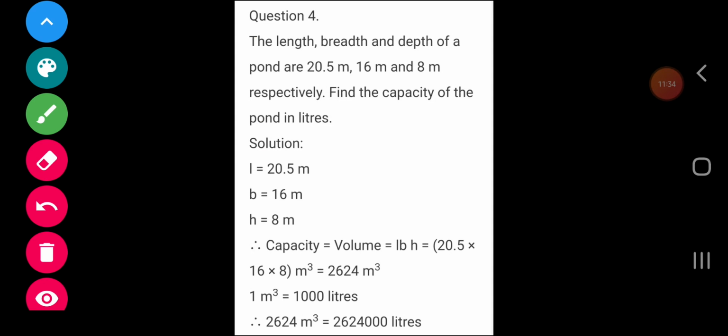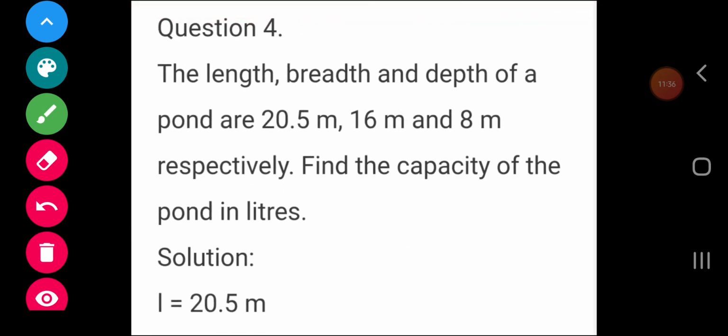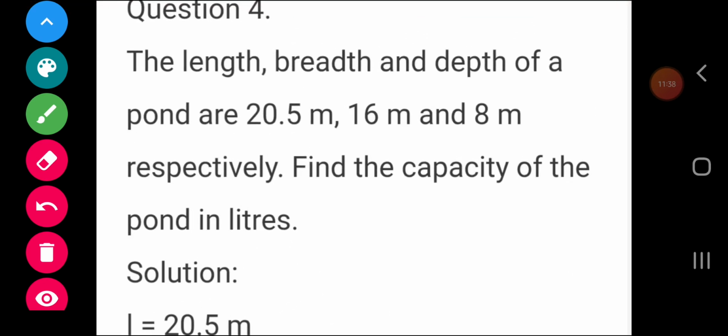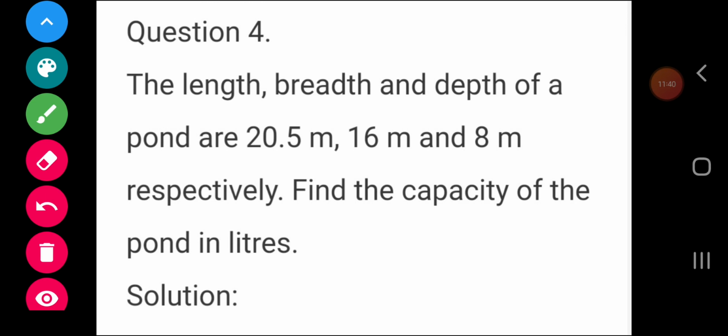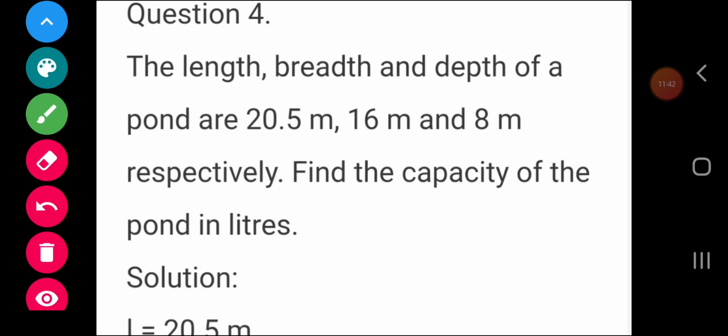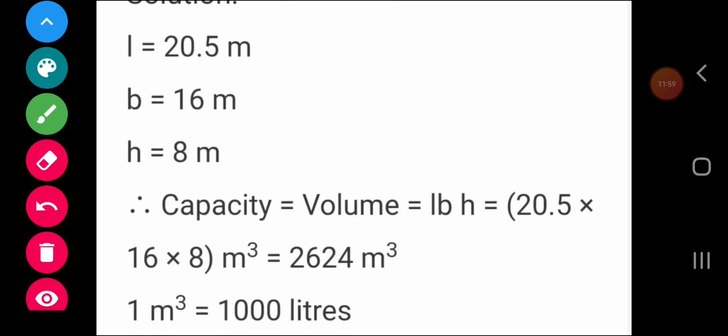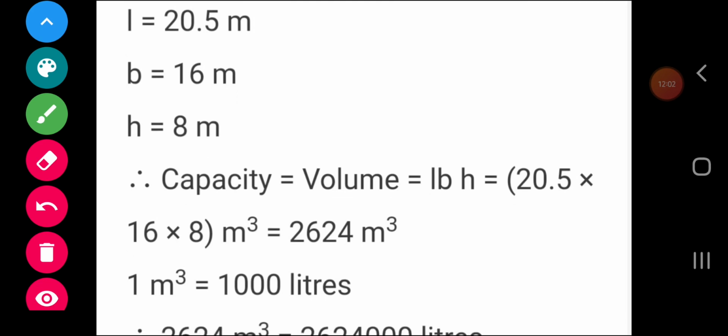Next, question number 4. The length, breadth and depth of a pond are 20.5 meter, 16 meter and 8 meter respectively. Find the capacity of the pond in liters. Here we need to find the capacity in liters. So first we have to find the capacity by using the formula L into B into H. We have to multiply the given values. When we multiply, we get 20.5 into 16 into 8.